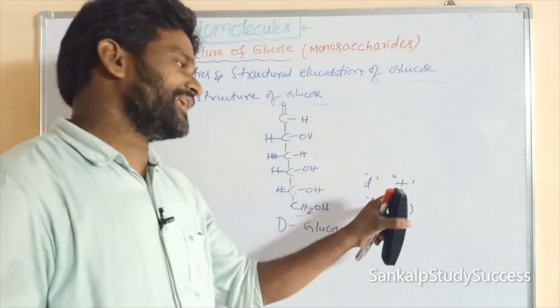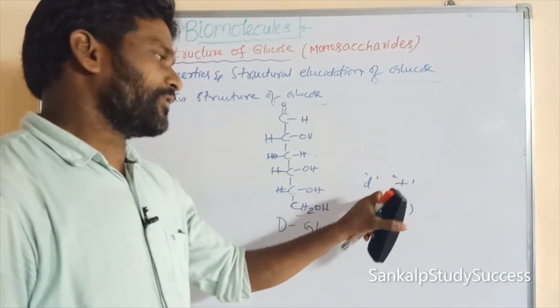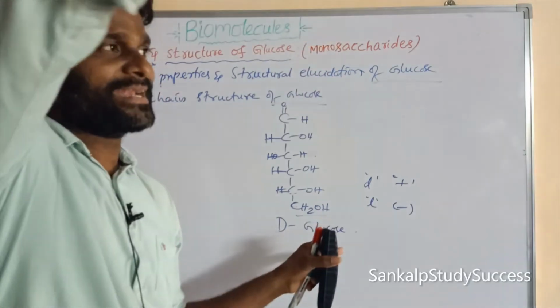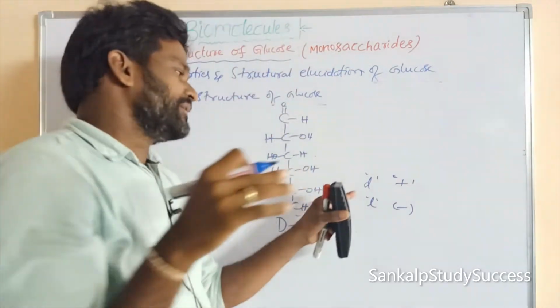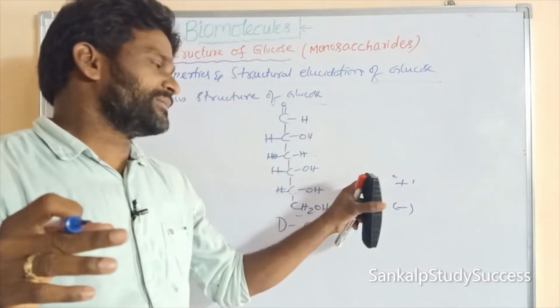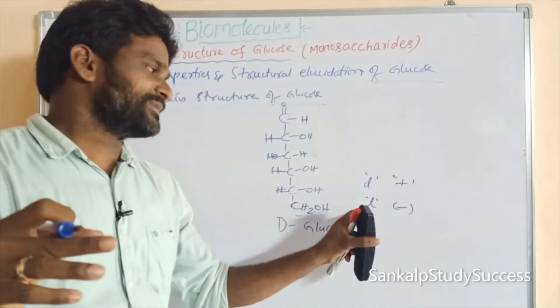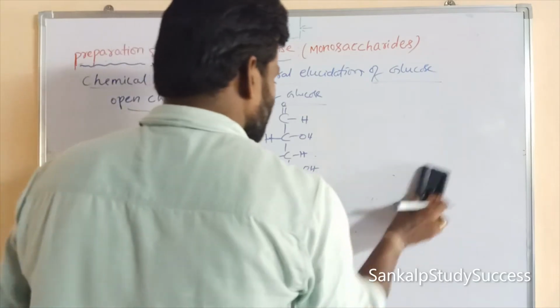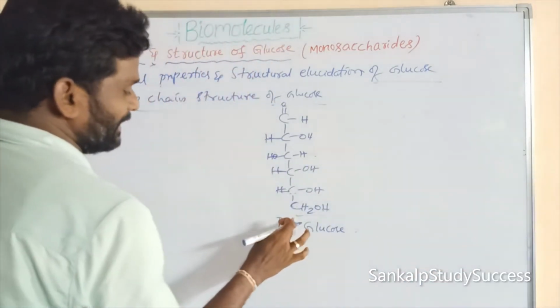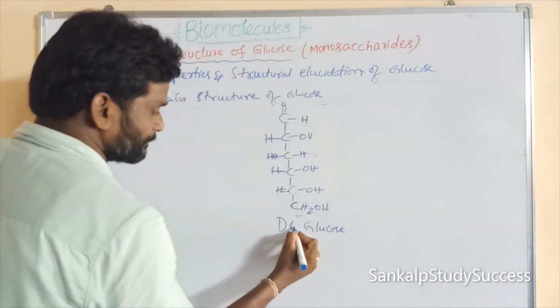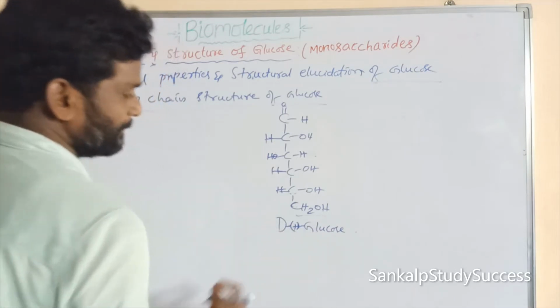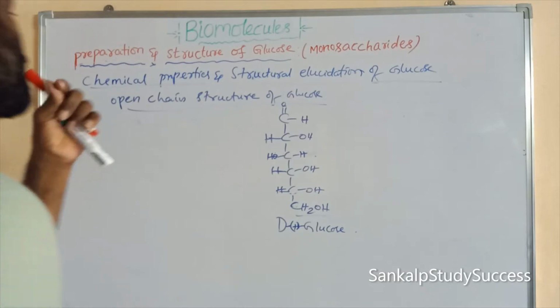Optically active compounds are those that rotate plane polarized light to the right side or the left side. The right side is dextro, which is represented by small d or plus. Similarly, left is L or minus, right? So glucose is dextrorotatory, which can be written as plus. So this is D-plus-glucose.